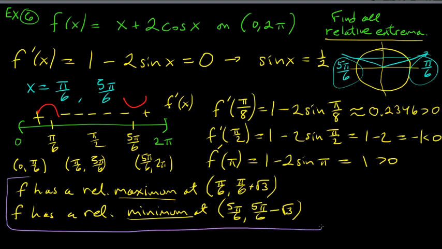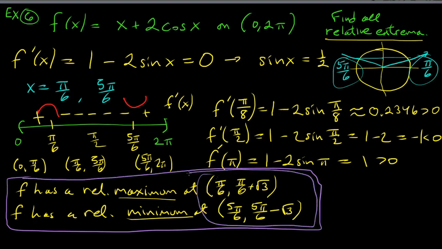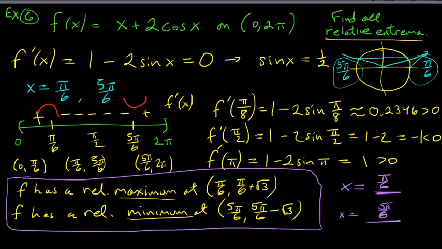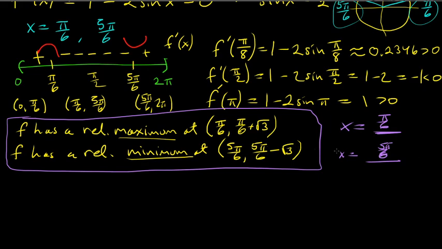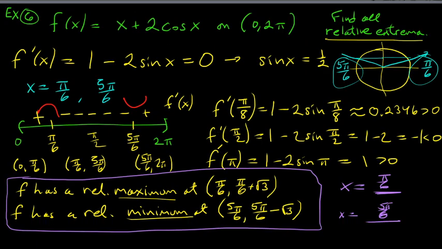Again, when it asks for the relative extrema, to be on the safe side, I would find both the x and the y. If the question specifically says that you have a relative maximum at x equals, then you just have to find the x, right? The pi over 6 and the 5 pi over 6. In some cases, I'll just ask for the x-coordinates, not the y-coordinates. But the maximum value would be pi over 6 plus square root of 3, and the minimum value would be 5 pi over 6 minus square root of 3. So I hope that helps. And I guess that does it for the first derivative test.